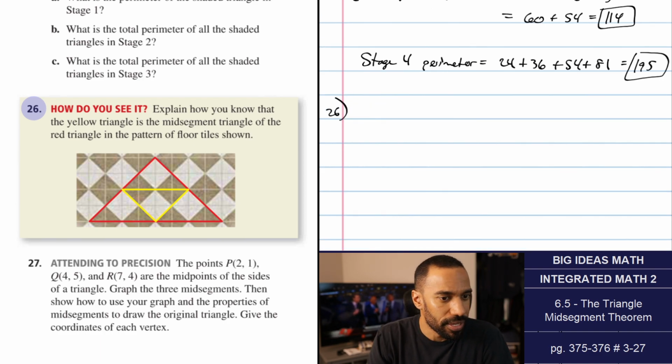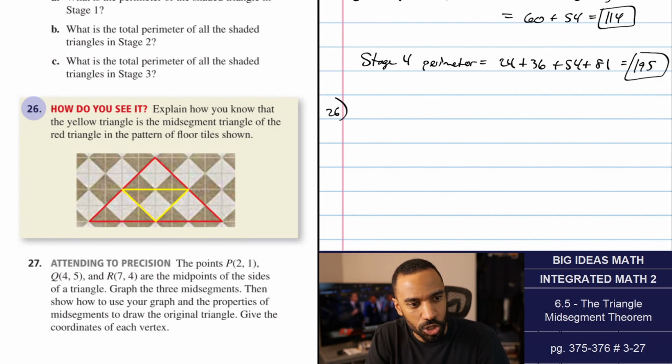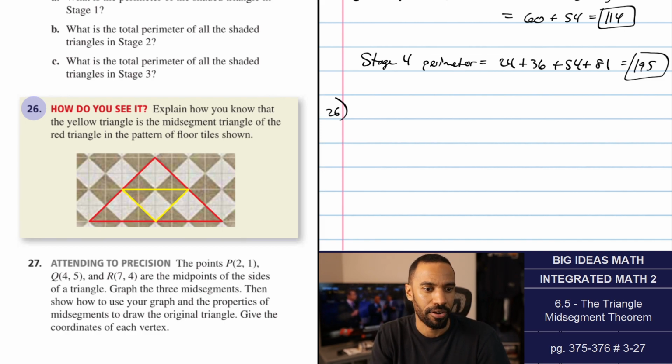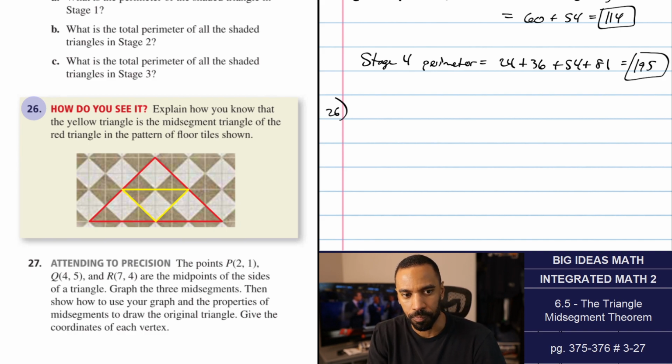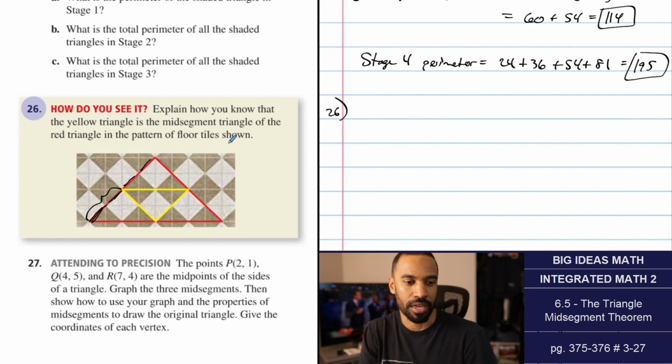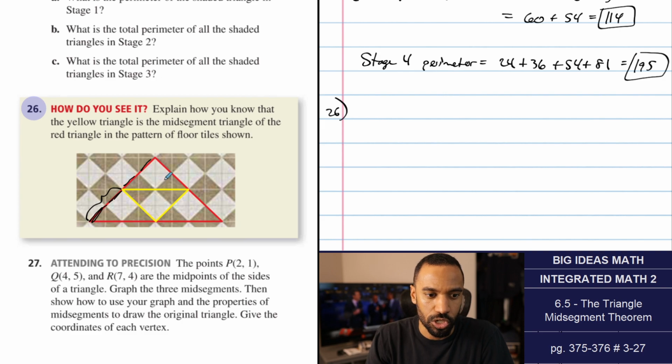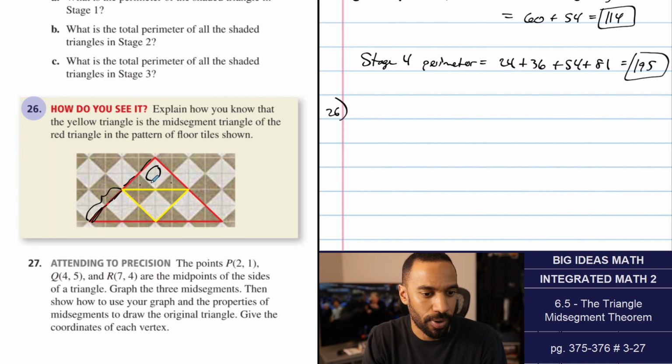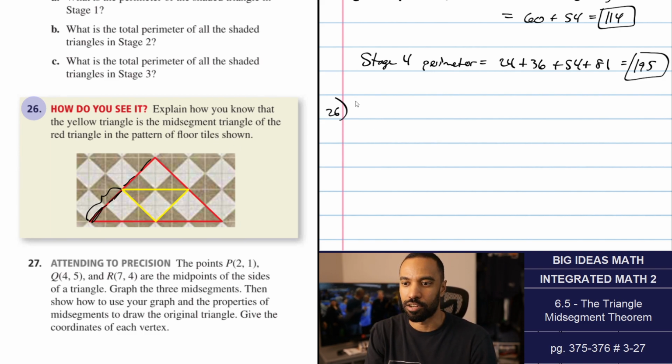How do you see it? Explain how you know the yellow triangle is the mid-segment triangle of the red triangle in the pattern of floor tiles shown. Assuming the floor tiles are the same, there are a lot of ways we can talk about it here. We can look at lengths of these things. Like that length has a gray edge and a white edge, and then there's a gray and a white, things like that. That's probably the way I'd mostly talk about it. You can look at the areas of each of the triangles, all having full gray and then a full white and then 2 half grays, like that. So there are different ways we can do it.